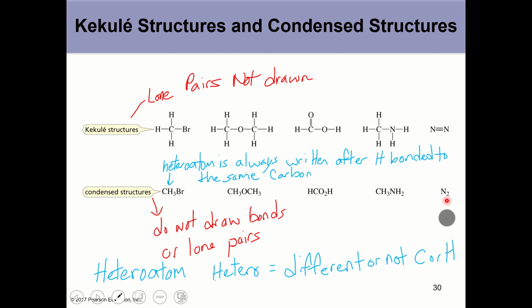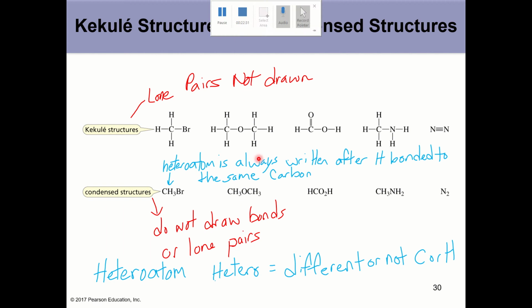Finally, when we draw N2, they must be nitrogen bonded to each other. And in N2, those nitrogens are in a triple bond, so that each nitrogen has 3 bonds. And I'm going to give you an assignment to do where you are going to practice drawing these structures.